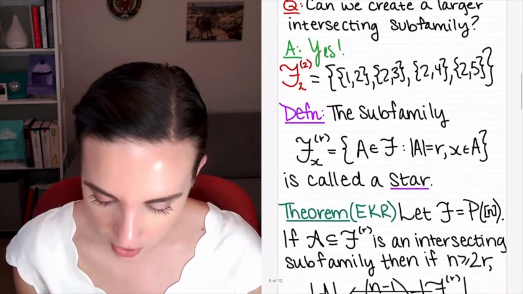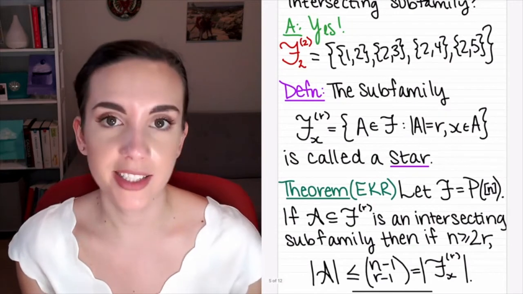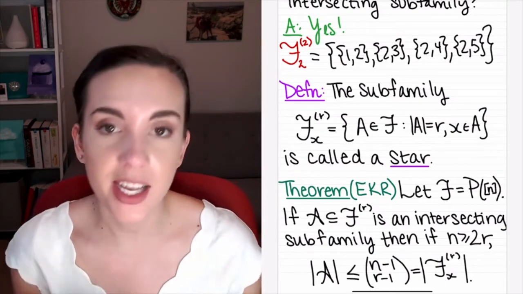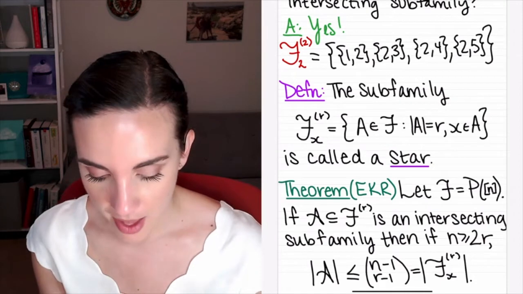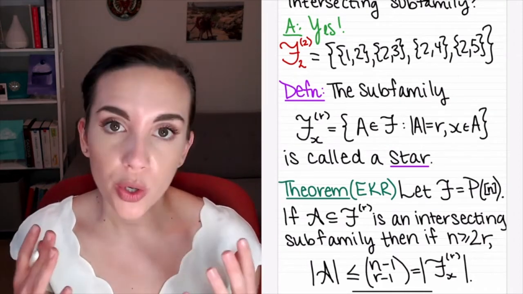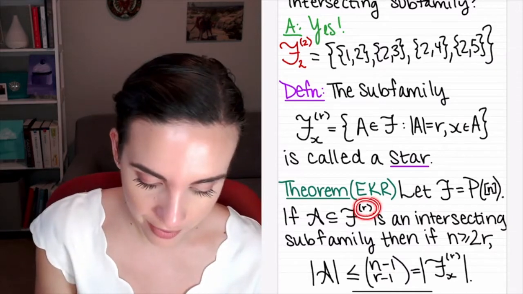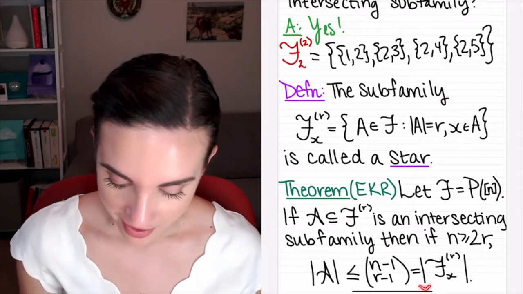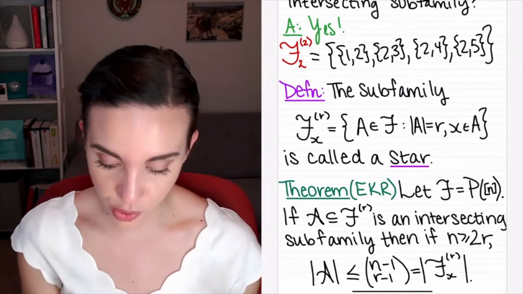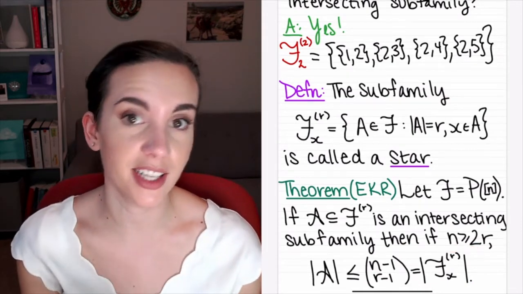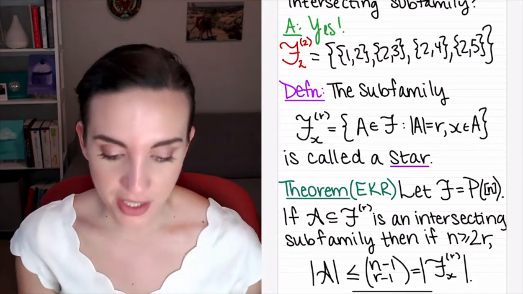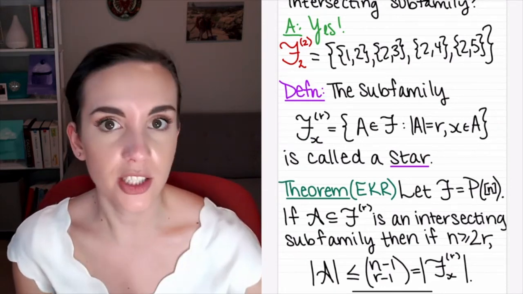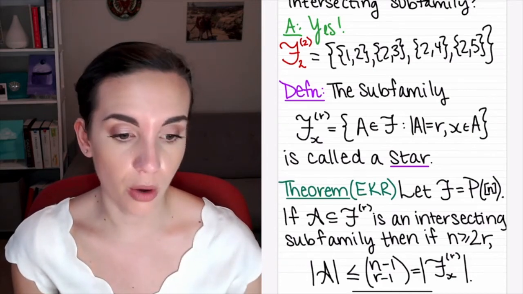And this theorem, called the Erdős-Ko-Rado theorem, generalizes that fact. So if our family is a power set of the set of integers from 1 to n, then any intersecting subfamily whose elements have size r is no larger than a star, with this restriction that n is at least twice the size of the sets in the intersecting family. So this wasn't just a special case for when n was 5 and r was 2. This actually does generalize quite a bit, and again from this Erdős-Ko-Rado theorem.